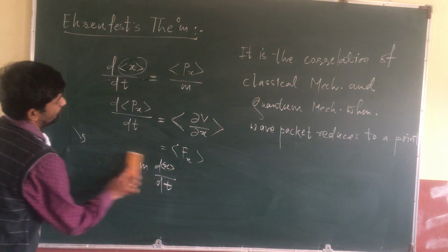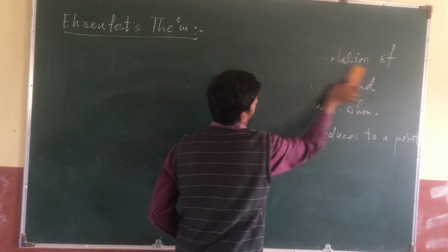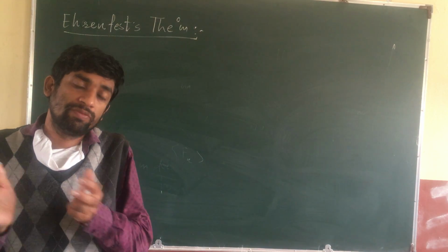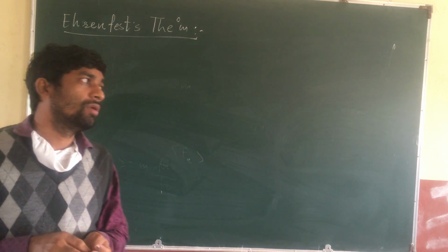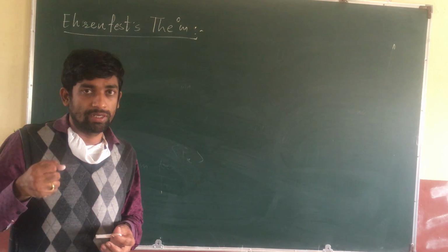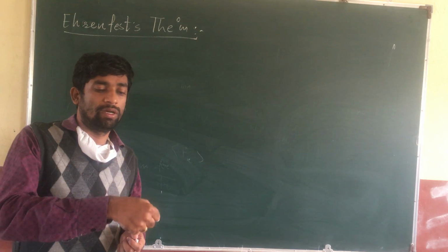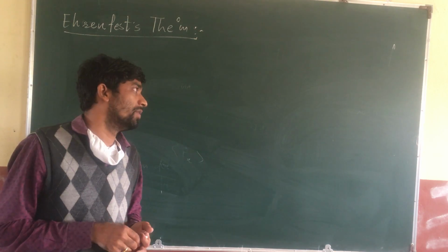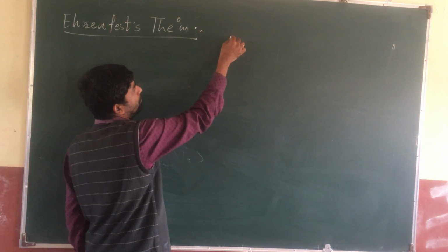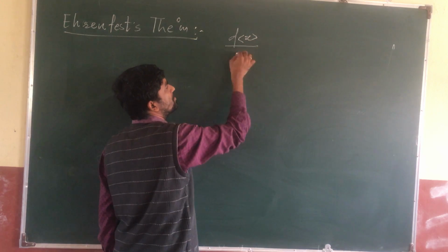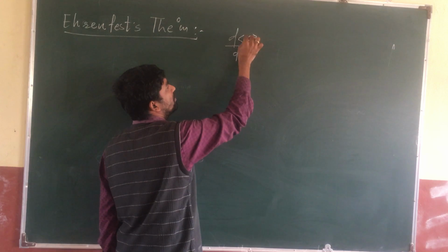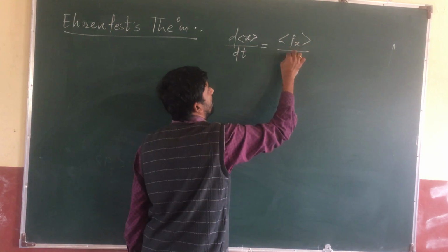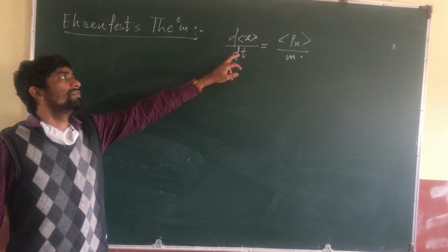Okay, so what is the Ehrenfest theorem? It gives the correlation between classical mechanics and quantum mechanics when the wave packet reduces to a point. So I have to use the quantum mechanical concept, and from quantum mechanics I have to come to classical mechanics. I have to derive Newton's law of motion by taking expectation value. So first I have to prove that the differentiation of the expectation value of the position coordinate should equal the expectation value of momentum divided by mass.